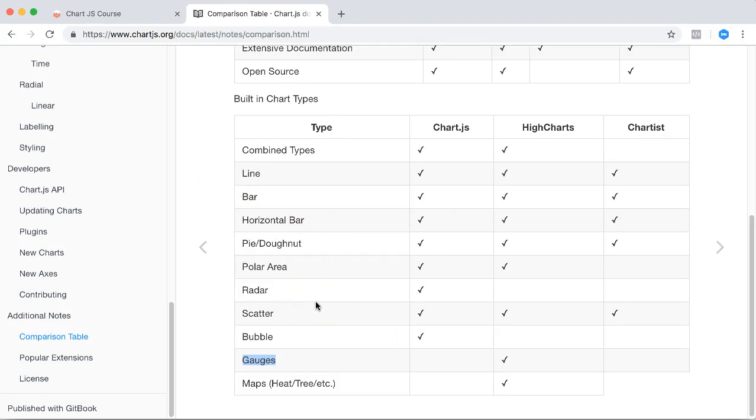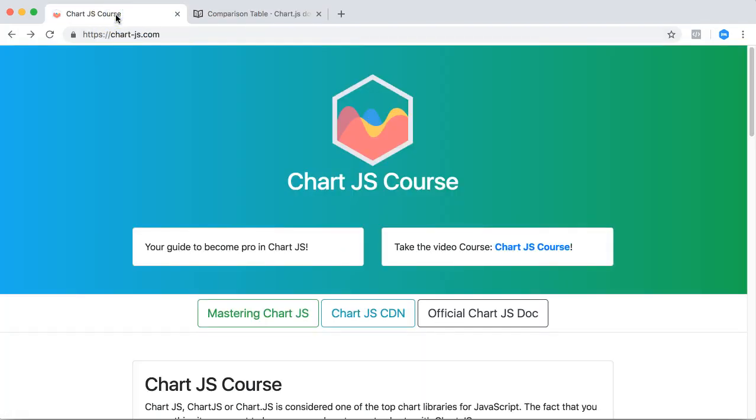So you might wonder, what is a gauge chart? A gauge chart is like a speedometer or more like a dashboard indicating how successful, how fast, or whatever you are doing something, or just measuring something basically, like a speedometer. And it says that it's not built in, but in reality it is, just with some minor tweaks. So let me show you what I'm talking about.